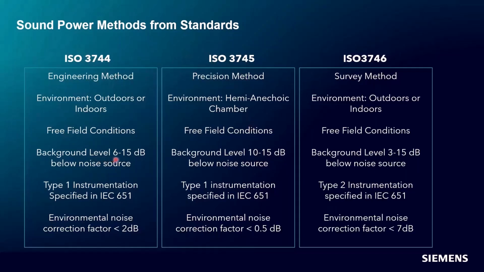In 3744, background level should be 6 to 15 dB below the noise source. Not ideal, but we can account for that with the K1 correction factor. 3745 is the precision grade. The requirement is at least 10 to 15 dB. The background noise should be lower than the noise source. And so with this precision method for ISO 3745, you get more accurate answers. That is the advantage with the 3745. It is commonly done in the semi-anechoic chamber. 3744 can be done outdoors or even indoors with the hard wall cells.